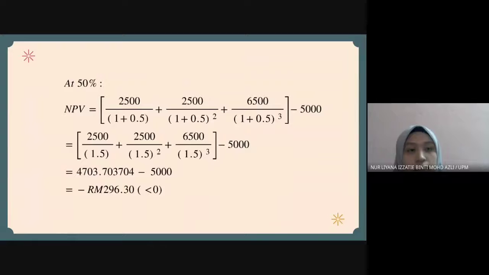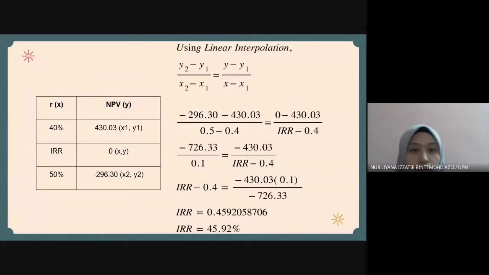Okay, next, we substitute the values in the linear interpolation formula. The formula is (y2 minus y1) over (x2 minus x1) is equal to (y minus y1) over (x minus x1).